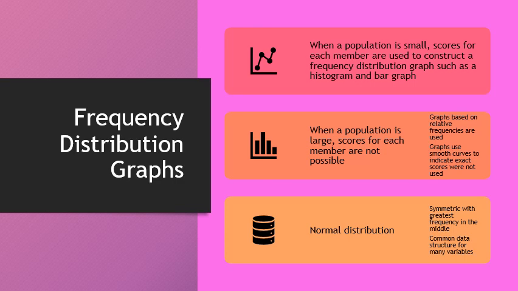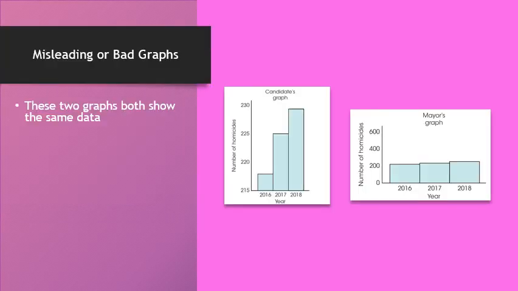Finally, a normal distribution, remember, looks like the normal curve, is symmetric with the greatest frequency in the middle. And this is a common data structure for many variables, and most of the tests that we're going to learn later in the second part of the semester are going to be using a normal distribution.